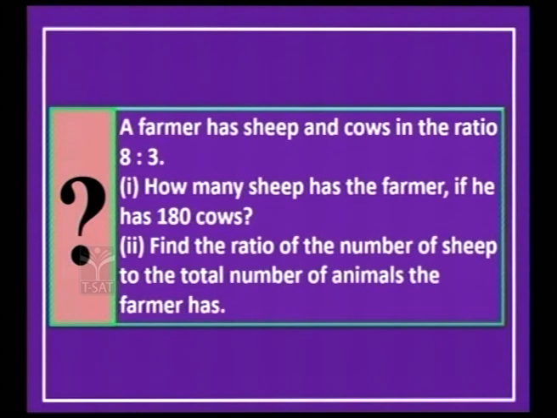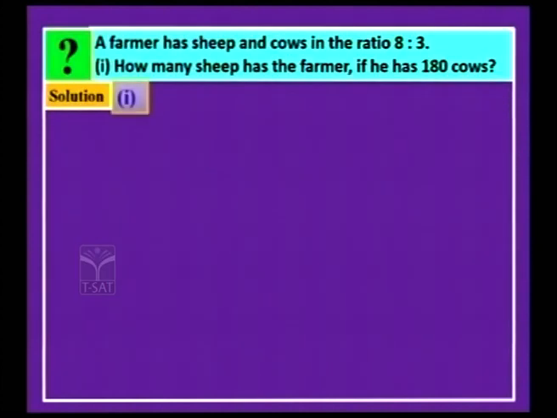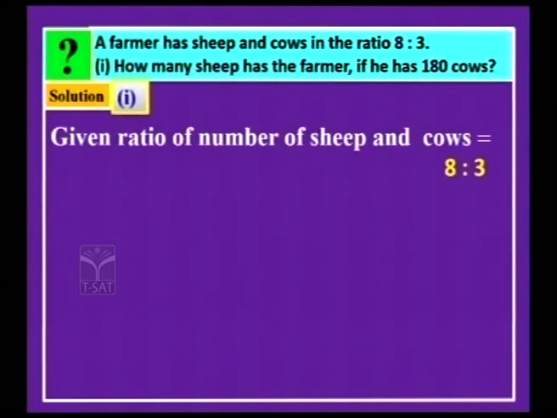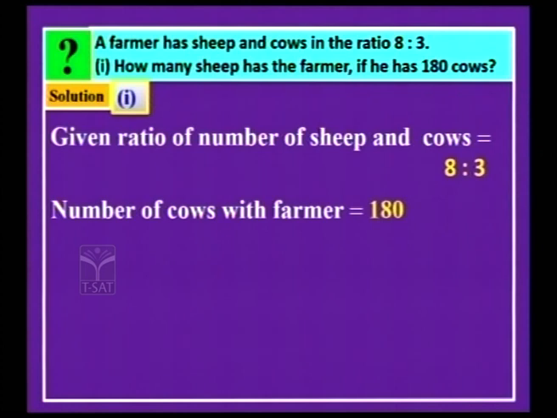And also find the ratio of the number of sheep to the total number of animals the farmer has. Let us start with the solution. So what is given, children? The ratio of sheep and cows, that is 8:3. Okay, children. So the number of cows with the farmer is 180.